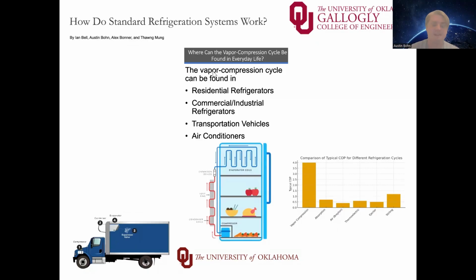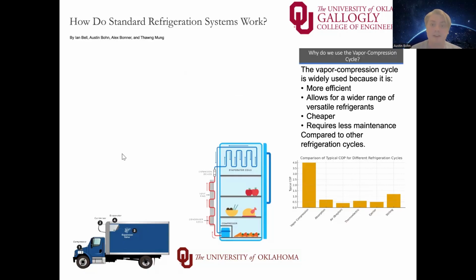The vapor compression cycle can be found in refrigerators, transportation vehicles, and even in air conditioners. The vapor compression cycle is widely used because it is more efficient, allows for a wider range of versatile refrigerants, it's cheaper, and requires less maintenance compared to other refrigeration cycles.